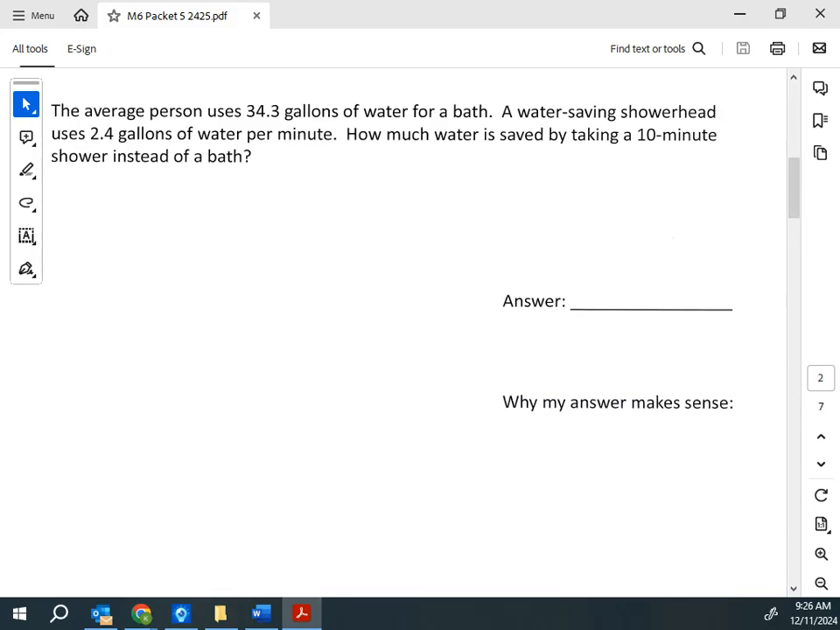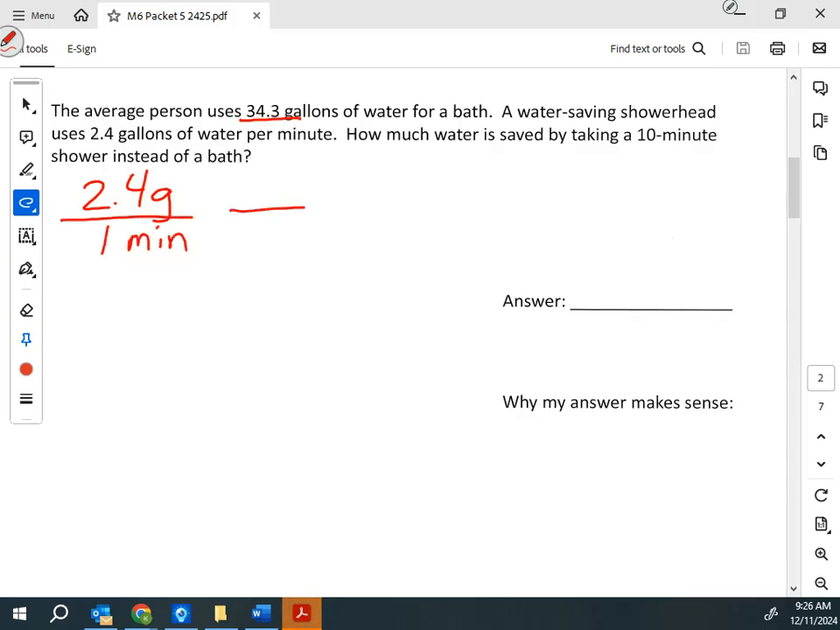The average person uses 34.3 gallons of water for a bath. A water-saving shower head uses 2.4 gallons of water per minute. That's a unit rate. How many gallons per minute? How much water is saved by taking a 10-minute shower instead of a bath? Well, I know that my bath uses 34.3 gallons of water. I need to figure out how much water is used by a shower. So if I have 2.4 gallons for 1 minute, and I'm going to take a 10-minute shower, I need to figure out, we know how to do those rates.